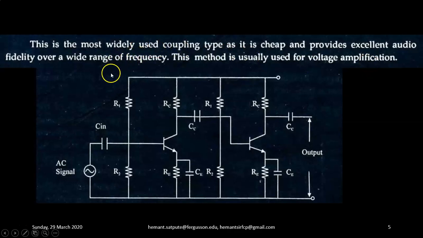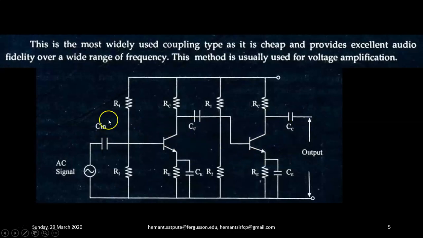Now in this method, the first stage of the RC amplifier is connected to the second stage of the RC amplifier through the capacitance and the resistance, meaning the output resistance of this circuit. So that's why this is called RC coupling. Here R1, R2, RC, RE are the biasing resistors for the first stage. Similarly, R1, R2, RC, RE are the biasing resistors for the second stage. So two identical stages have been used.